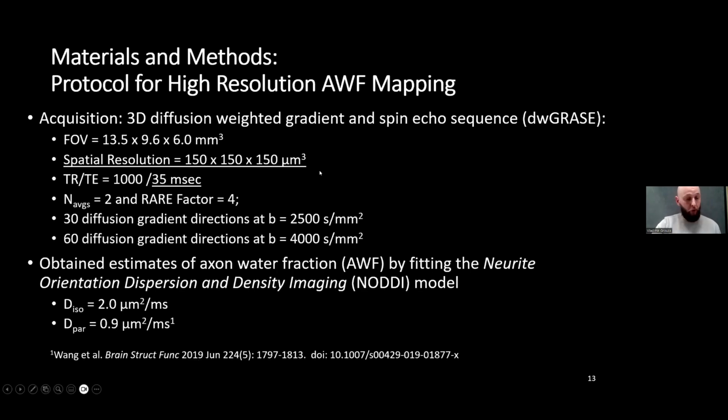So then we decided to do a control experiment for diffusion to control for axonal density.